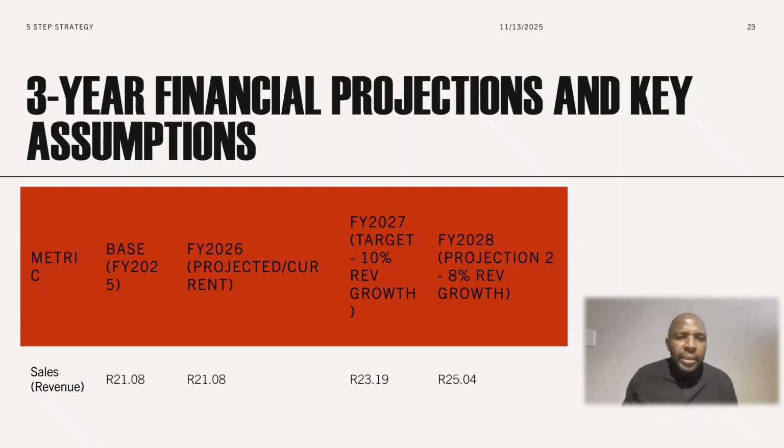3-year financial projections and key assumptions, by the way. So let's say the base 2025 is 21 billion. Let's say again in 2026 projected current, and then 2027 23 billion. And the assumptions are easy, my friends: for 2027 we put 10% year-on-year growth in revenue, and then 2028, 8%.